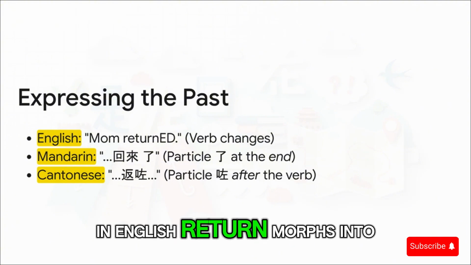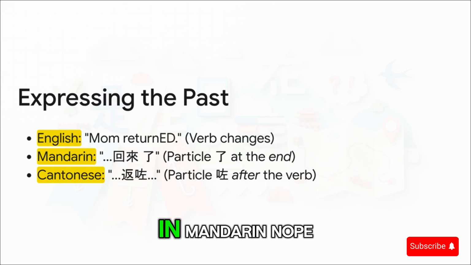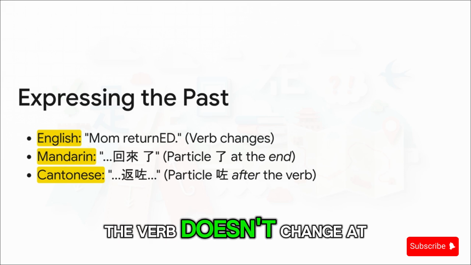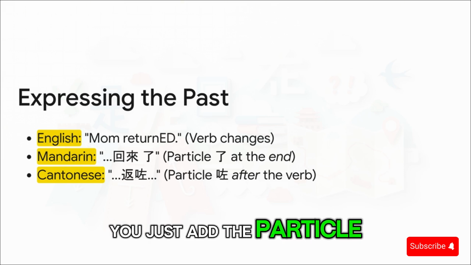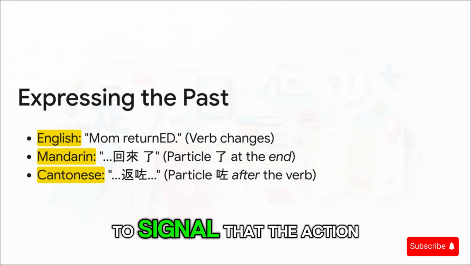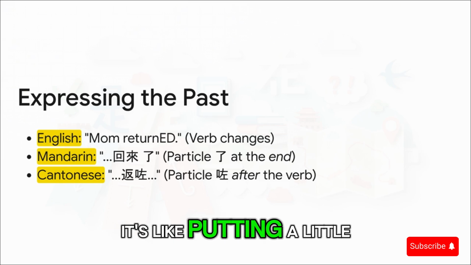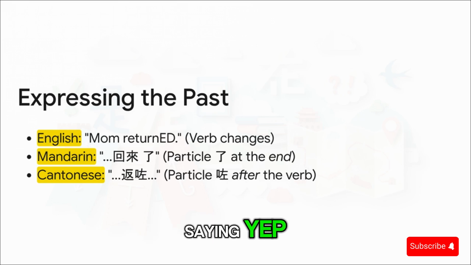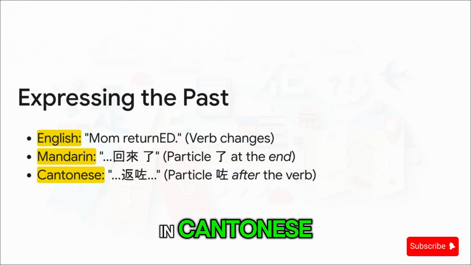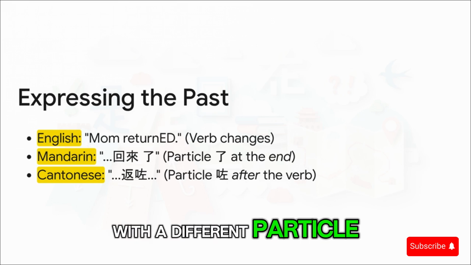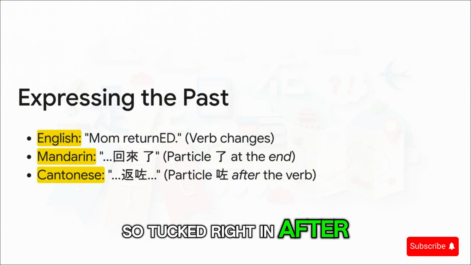Now let's look at the past tense filter. In English, return morphs into returned, ed. In Mandarin, nope. The verb doesn't change at all. You just add the particle 了 at the very end of the phrase to signal that the action is complete. It's like putting a little check mark on the action, saying, yep, this is done. And again, in Cantonese, you see the same principle with a different particle, 所, tucked right in after the verb.